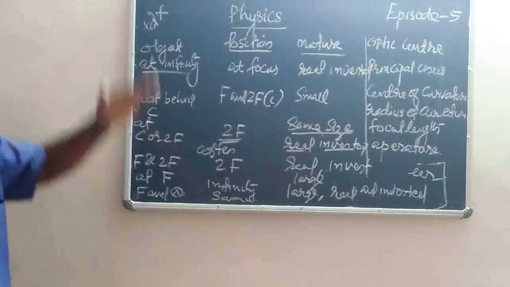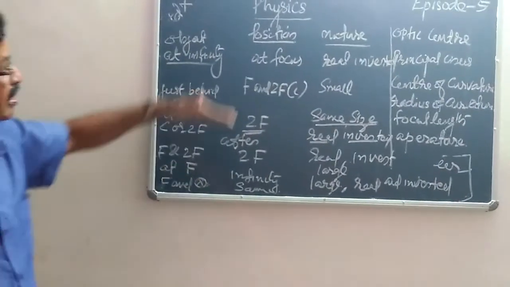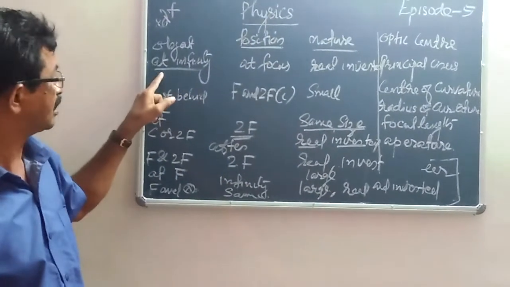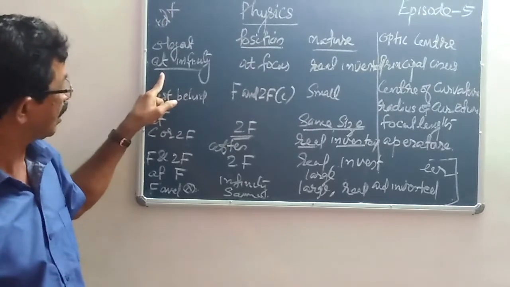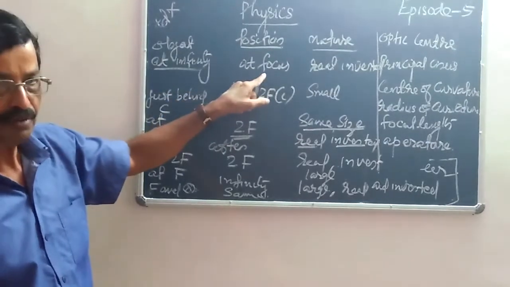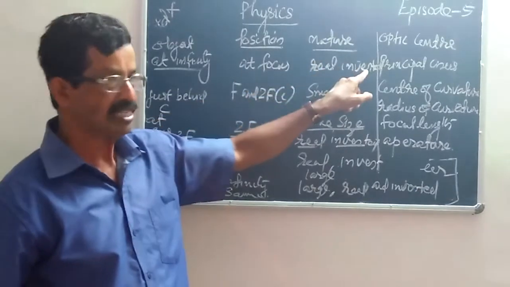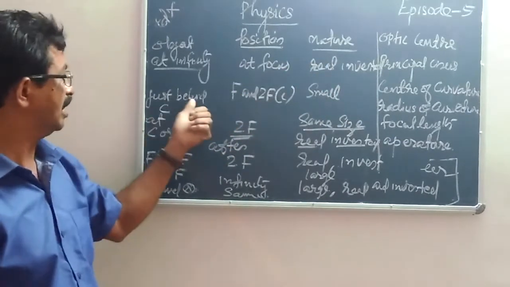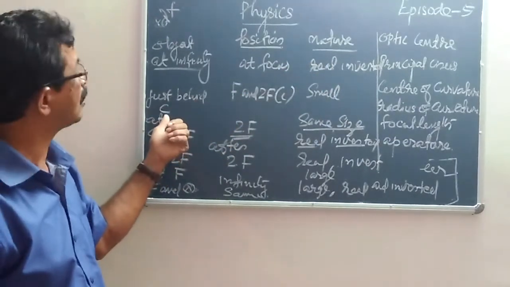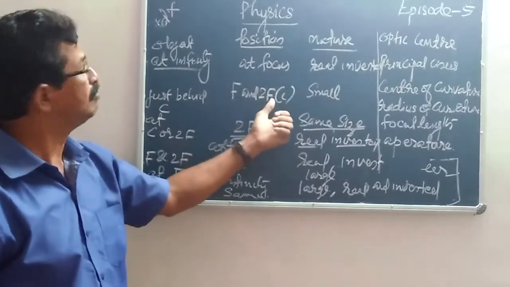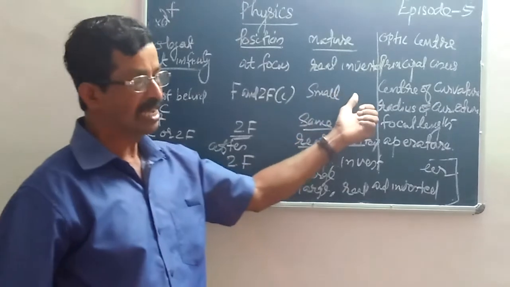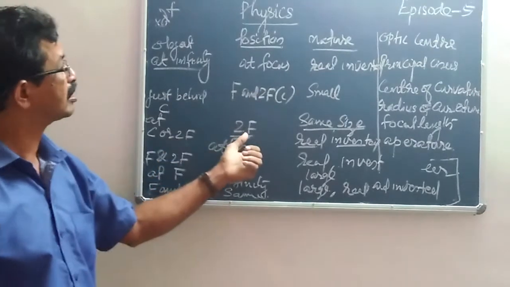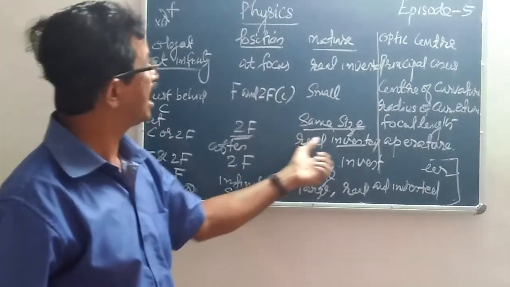Once again, these are the positions of the object, these are the positions of the image, and this is the nature of the image. When the object is at a very large distance, which we call infinity, then we get the image at the focus, real, inverted, and diminished. That means very, very small. Just behind F, just behind C means 2F. So we get the image between F and 2F, small, real, inverted. Then at C or 2F, the image is also at 2F, same size, real, inverted.